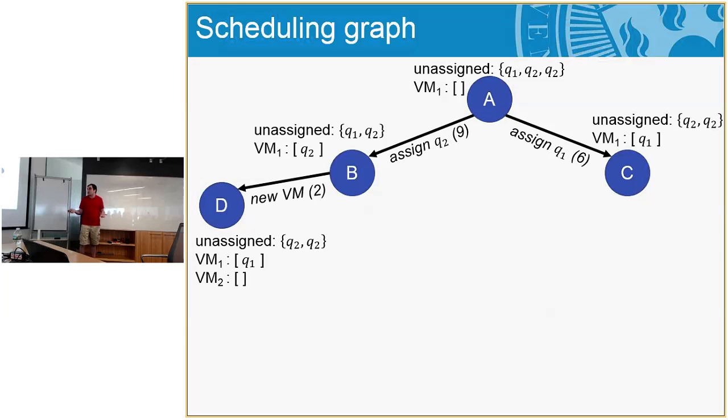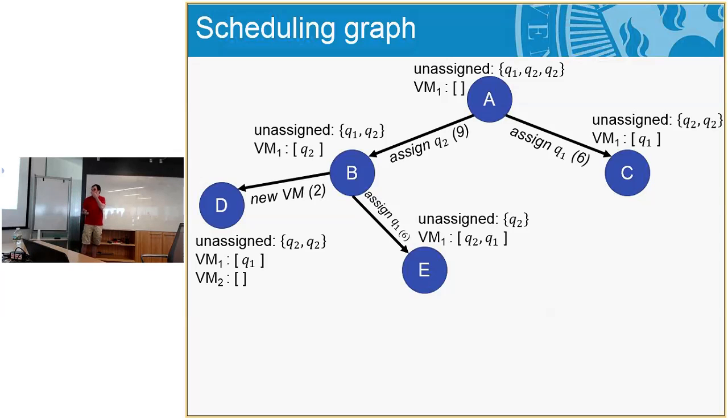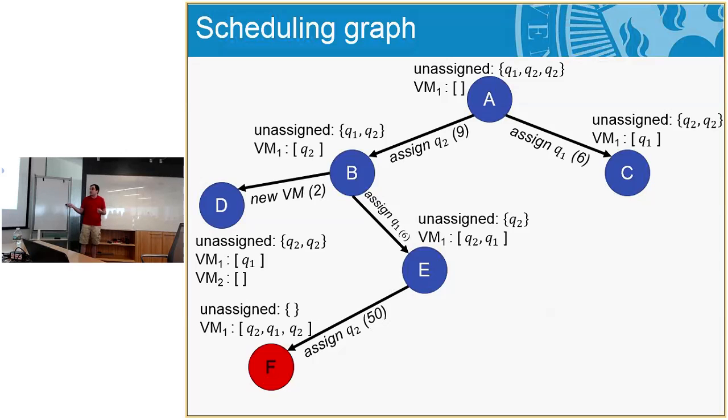From B, you could, of course, decide to provision a new virtual machine, which would add another empty VM to your set. Or you could choose to assign an instance of Q1, which would pull Q1 out of that unassigned set and move it onto that VM. Now, from here, you could decide to assign another instance of Q2, which would take you to state F. Notice that state F has no unassigned queries, so we call F a goal vertex.